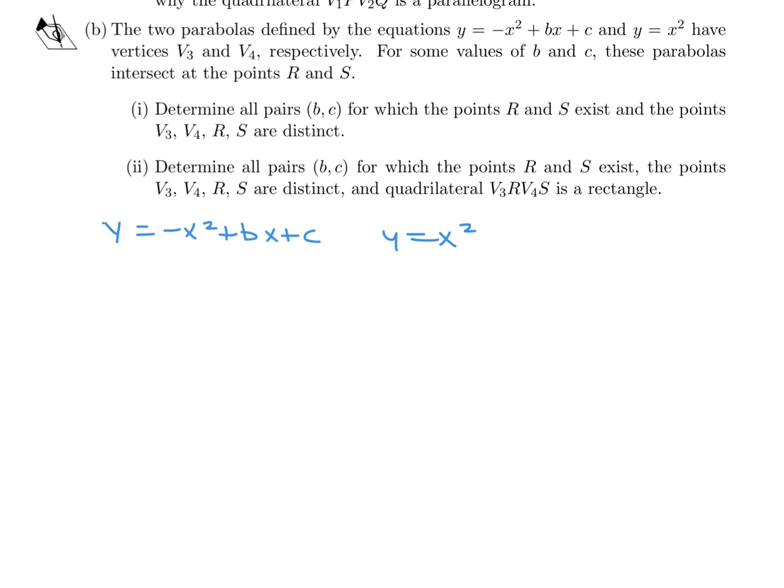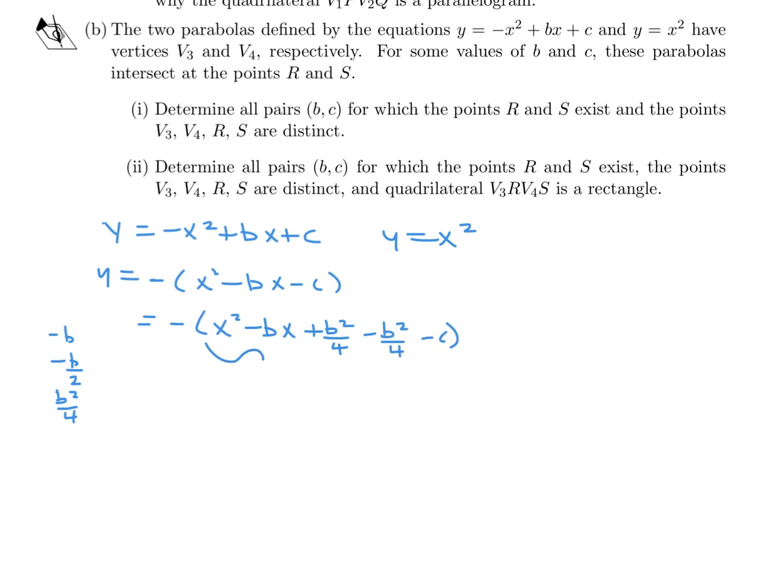So, same kind of thing. We need to figure out the vertex. So, complete the square here. Minus bx minus c. Take half of that and square it. So, half of minus b is minus b over 2. And if you square it, it becomes b squared over 4. So, we got to add that and subtract that. And then these three guys should factor. So it's going to be minus x minus b over 2 squared. And then it's going to be plus b squared over 4 plus c. So that means the vertex is b over 2, b squared over 4 plus c.